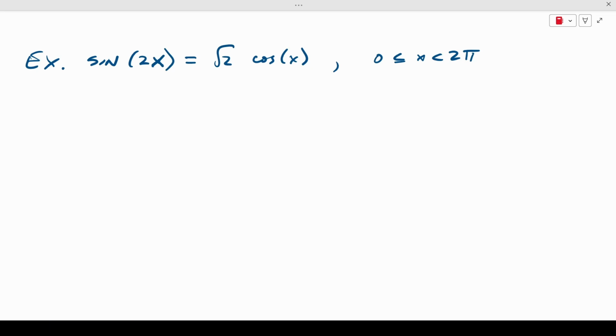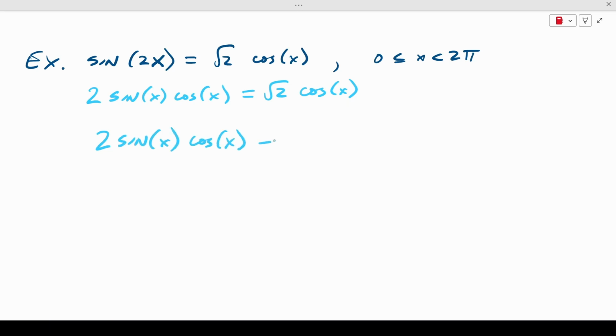Well, there's really only one thing to do with a sine of 2x, and that's to write it as 2 times sine of x times cosine of x. So that's pretty straightforward. And then I'm looking here, so everything, well, no, that's not true. It's not all in terms of cos x. I have the sine x as well. Well, maybe if I subtract root 2 cos x on both sides, I'll be able to factor something out. And in fact, I can see that I can factor something out, and that's going to be nice.